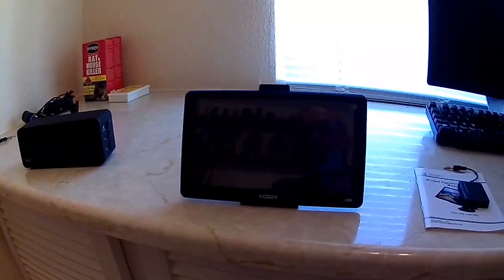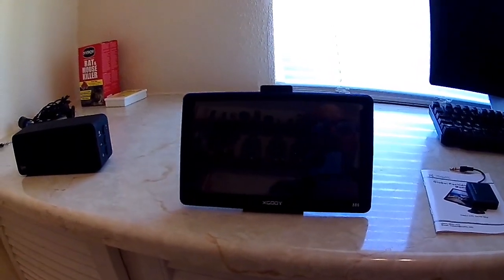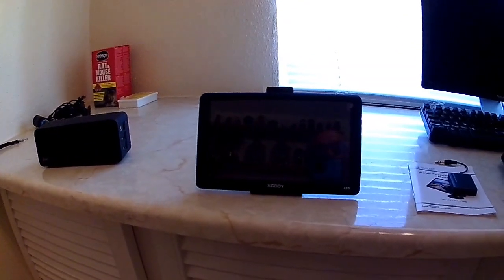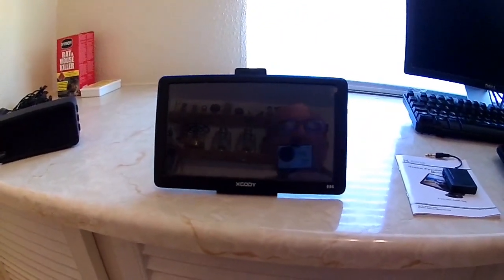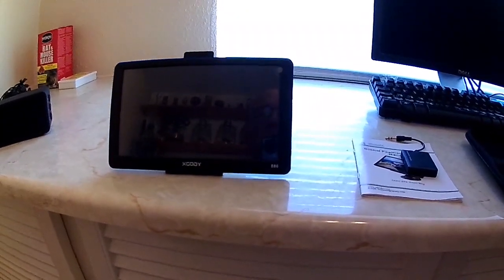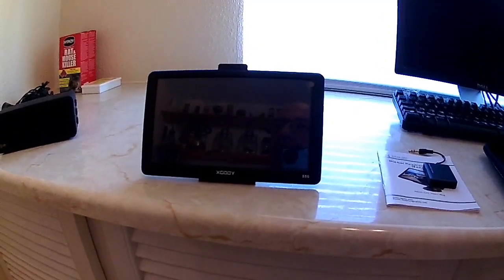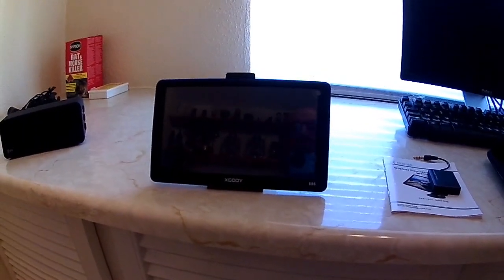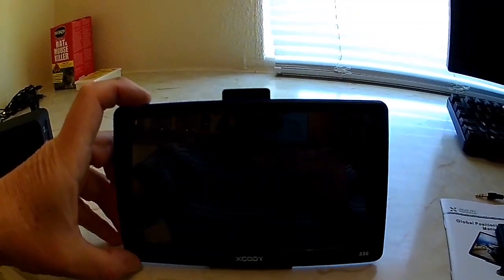This is sort of a product review to do with the Xgody 886 GPS or sat nav, and I purchased it very reasonably priced because my old TomTom was about 10-12 years old and it had a few problems. It couldn't find the satellites and the battery was playing up, and the mounting bracket on the windscreen kept on breaking and it was glued several times, so I got this Xgody unit here. However, it hasn't been without a few niggly little problems.